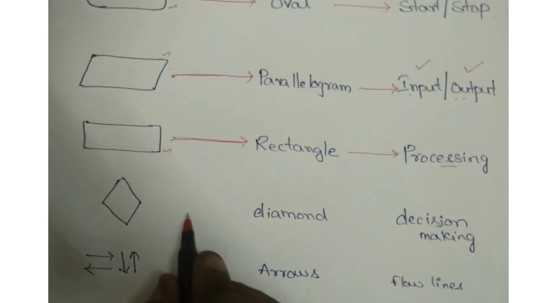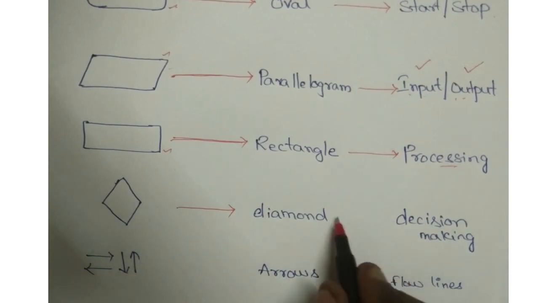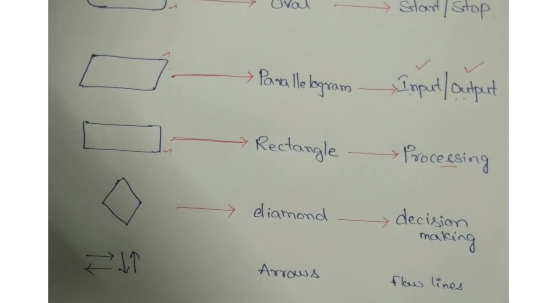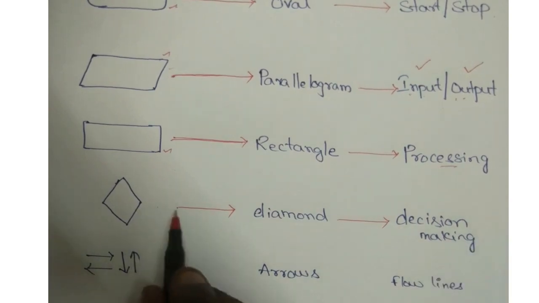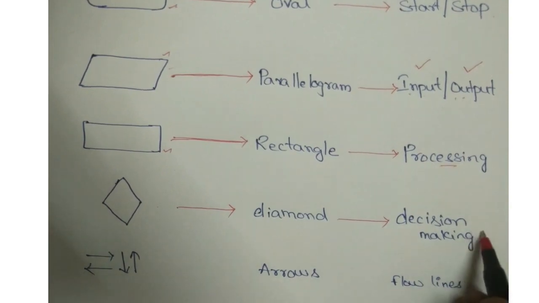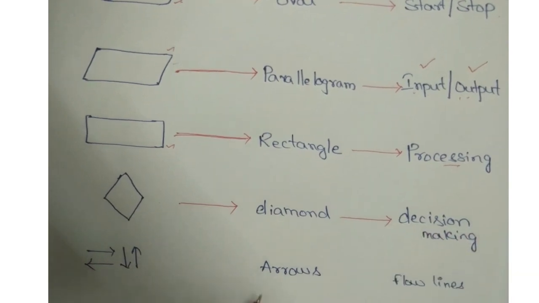And one more main symbol is the rhombus or diamond symbol. What is the need of this symbol? This symbol is used for making a decision. If there is more than one choice or option, at that time you use the decision making symbol, the diamond or rhombus symbol. You want to take some decision, either true or false, either greater than or smaller, and based on that you take the decision.